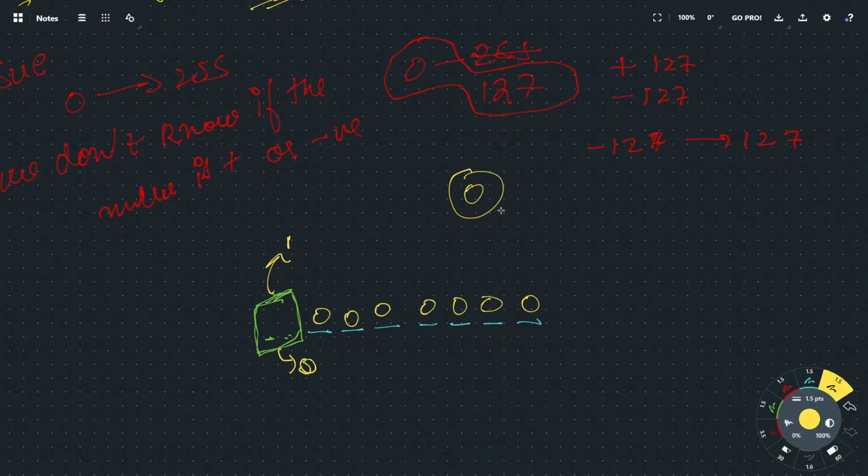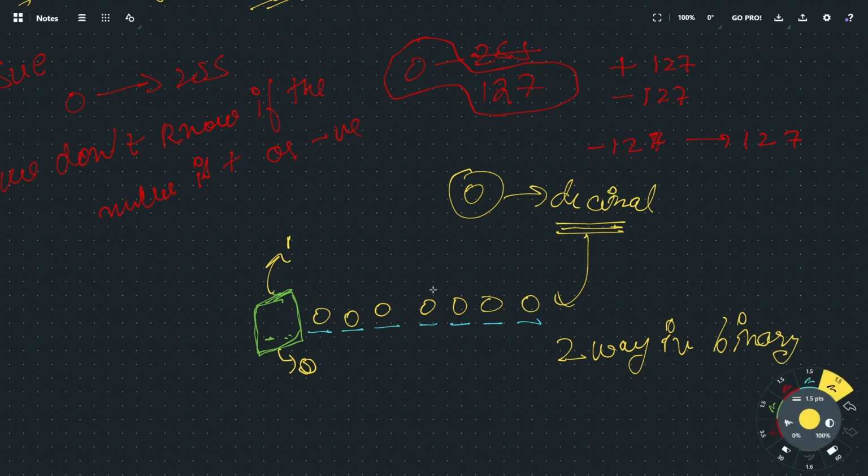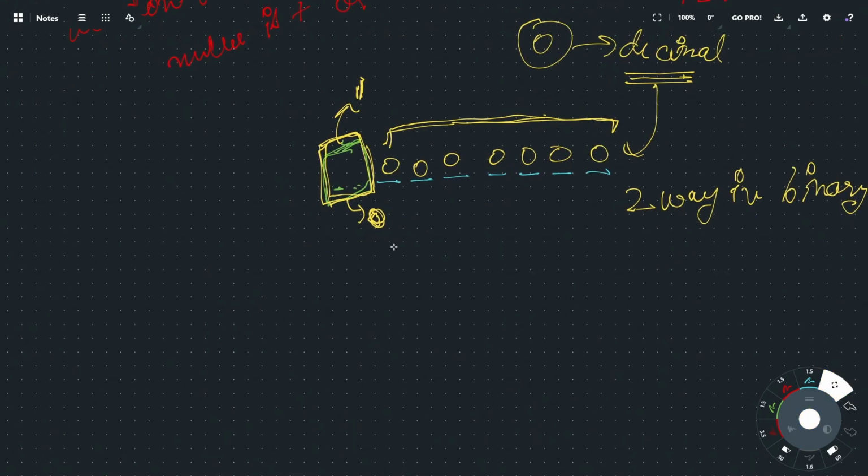So what I want to say is that we can represent the decimal 0 in two ways in binary, understanding my point, right? This whole value is 0, and we know for a fact that in this sign bit we can have either 1 or 0. So there are two ways we can represent 0, and that's wrong. That's confusing to the computer. I'll show you what I mean.